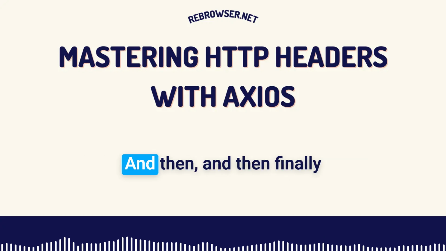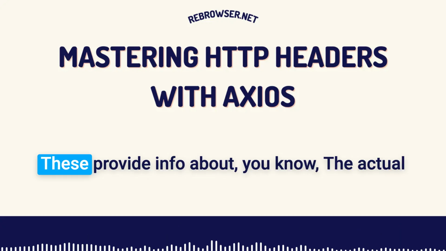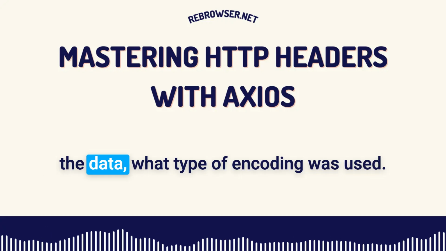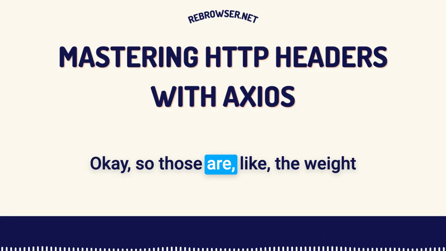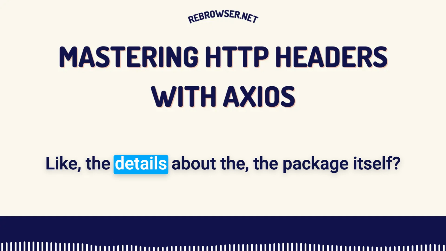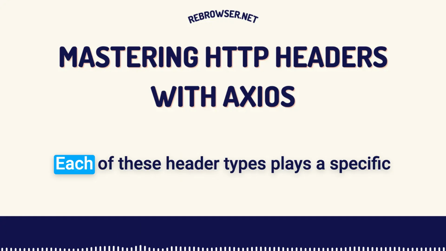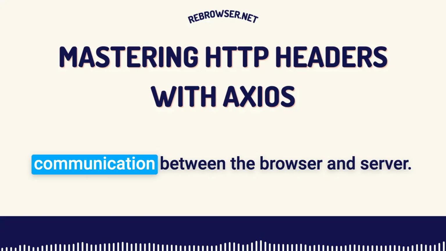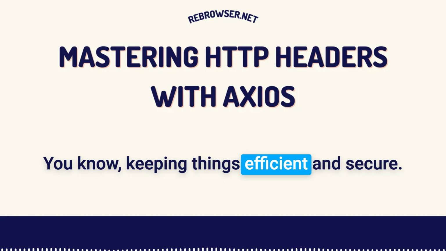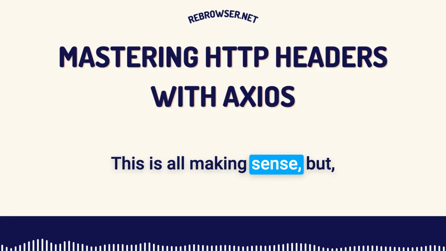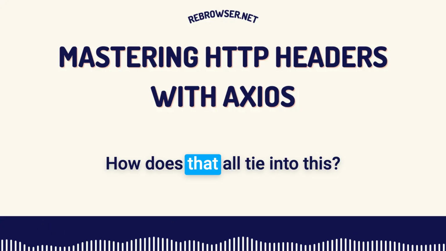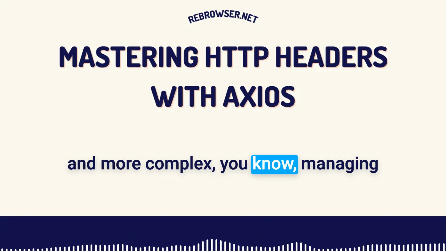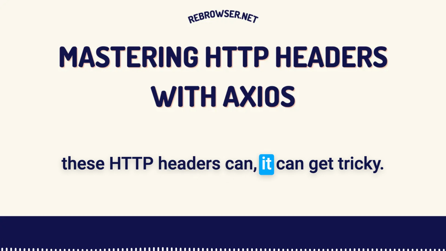Exactly. That's a great way to think about it. And then finally you have payload headers. These provide info about the actual content of the message, like how big is the data, what type of encoding was used. Okay, so those are like the weight and dimensions on a shipping label, like the details about the package itself. You got it. Each of these header types plays a specific role in ensuring smooth communication between the browser and server, keeping things efficient and secure. Okay, this is all making sense. But you mentioned Axios before. How does that all tie into this? Ah, yes. So as web applications get more and more complex, managing these HTTP headers can get tricky.